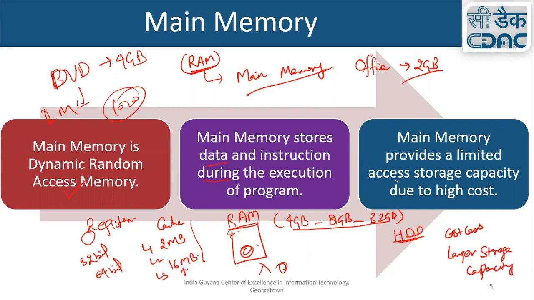So main memory provides limited storage capacity due to its high cost. High cost in terms of what? Not register and cache. Register and cache have even higher cost. Its cost is high in comparison to hard disk, but its cost is less in comparison to your register or cache memory. Yes, in terms of the price.